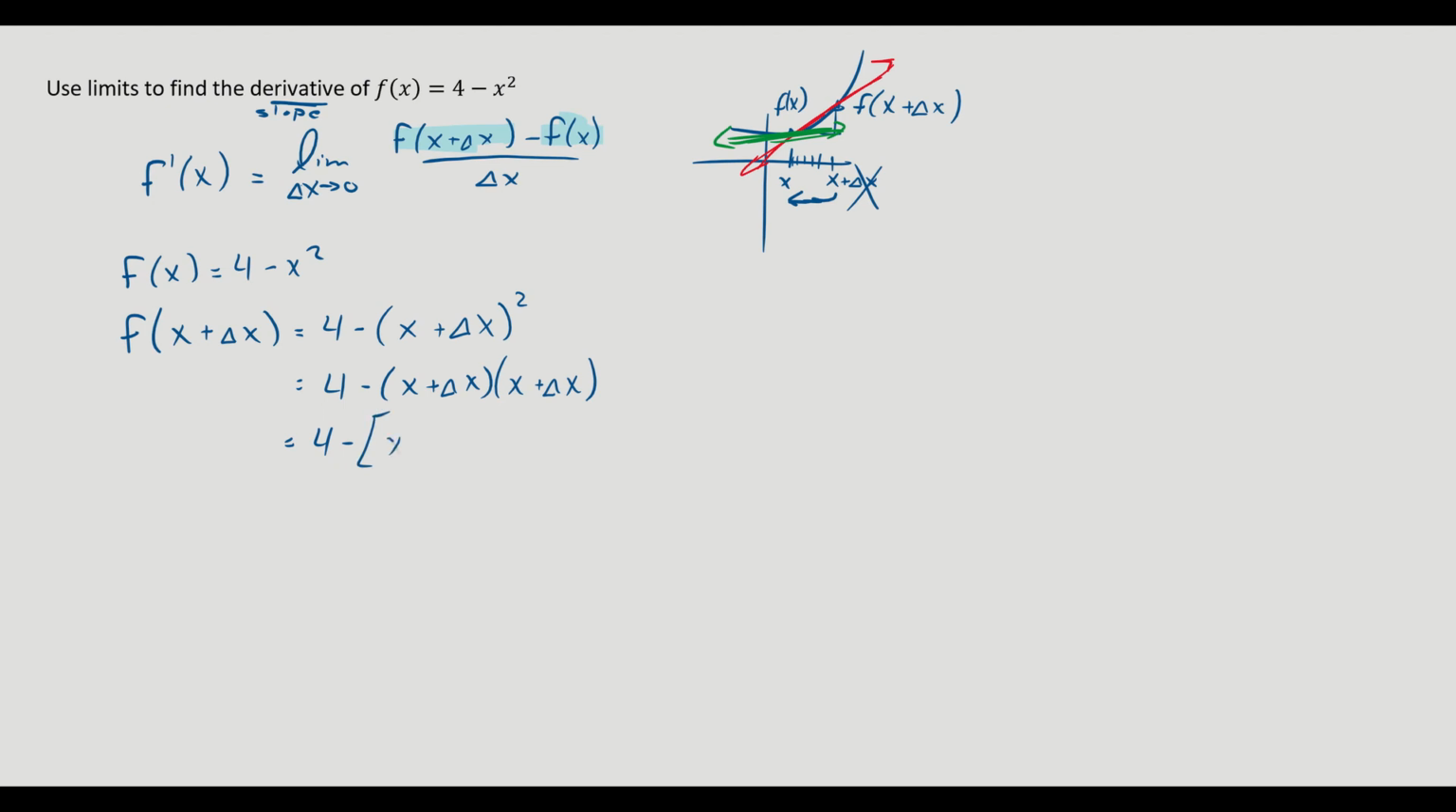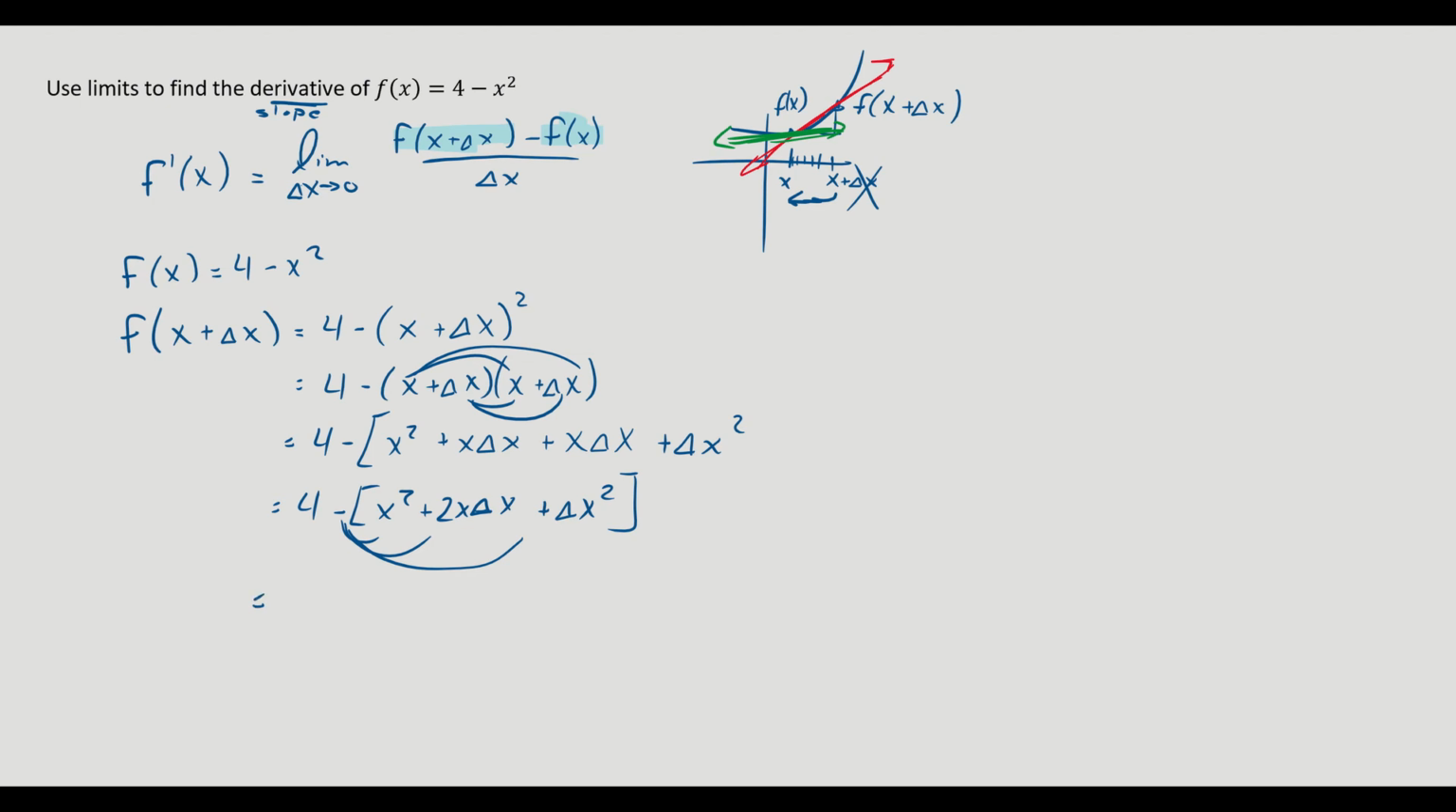4 minus x squared plus x change of x for that. And then right here we got another x change of x. And then finally a change of x squared. Simplify, it's 4 minus x squared plus 2x change of x plus change of x squared. And the last thing I can do is then distribute this negative to each term, giving me 4 minus x squared minus 2x change of x minus change of x squared. So that is my f of x plus change of x.